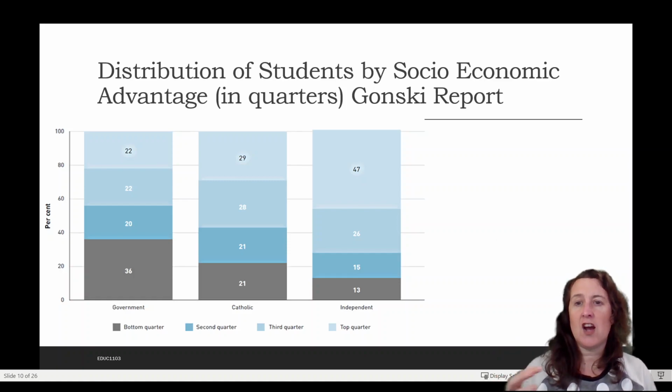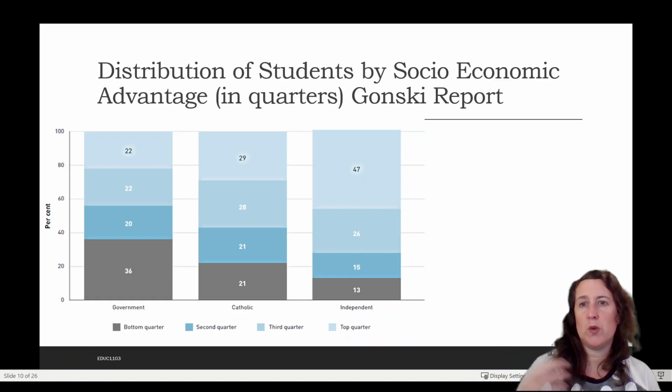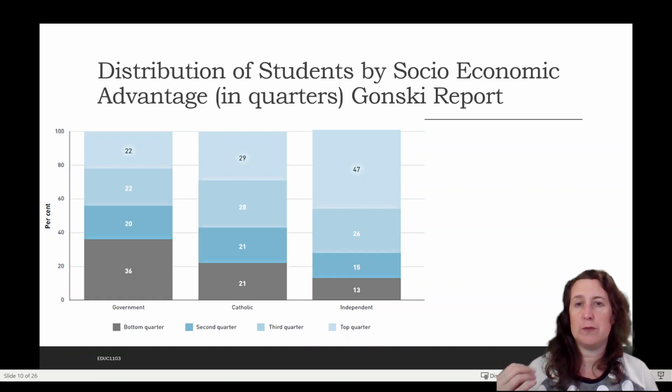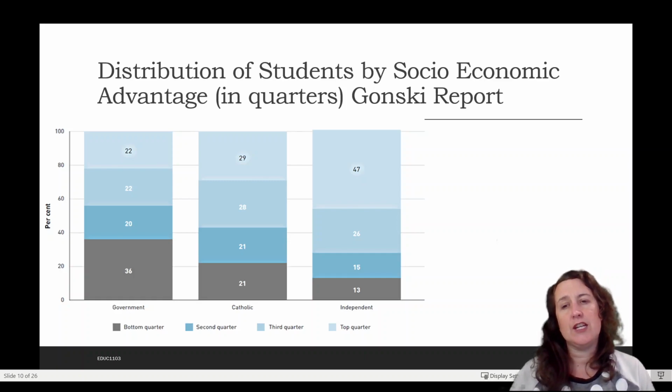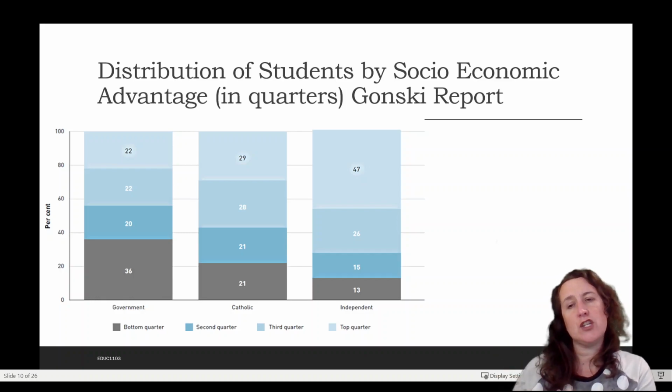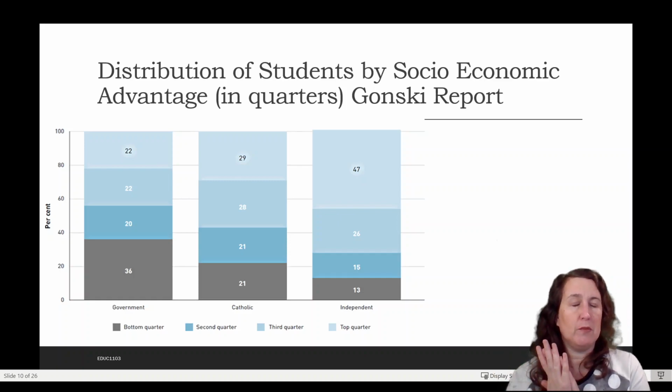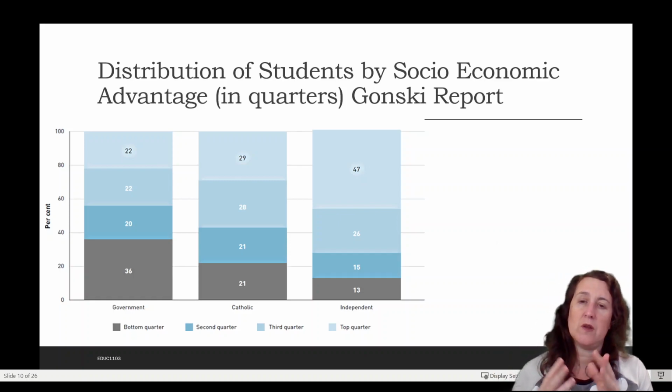In our government schools, our public schools educate 22% of students from the top quartile, and independent schools educate 47% of students from the top quartile. Independent schools educate 13% of students from the lower socioeconomic quartile, while government schools educate 36% of students from the bottom quartile. So the government schools educate more of our students from the lower socioeconomic quartile than any of the other systems, and also educate fewer from the top quartile than any other system.